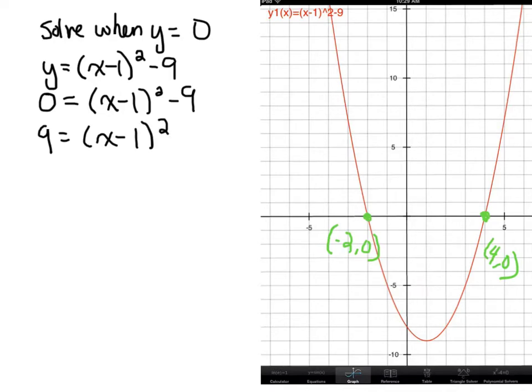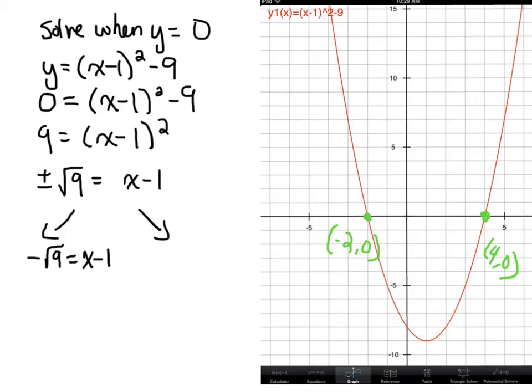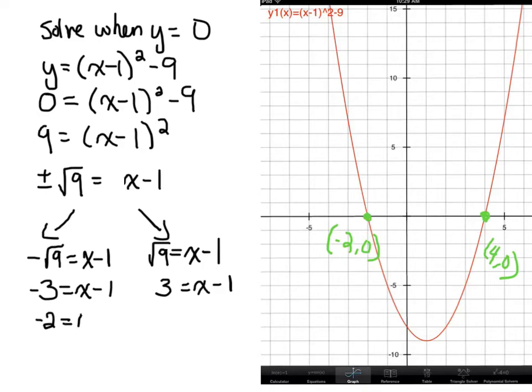Now my next step is to take the square root of both sides, and don't forget we have two possible square roots, a positive and a negative, so I have plus or minus the square root of 9 equals x minus 1. I can get rid of the brackets because they were only there for the square root. Now this is where I branch off because I have two possible solutions. I have negative square root of 9 equals x minus 1, and positive square root of 9 equals x minus 1. So I have minus 3 equals x minus 1, and 3 equals x minus 1. Solving for x, I add 1 to both sides, so negative 2 equals x, and 3 plus 1 is 4, so 4 equals x.